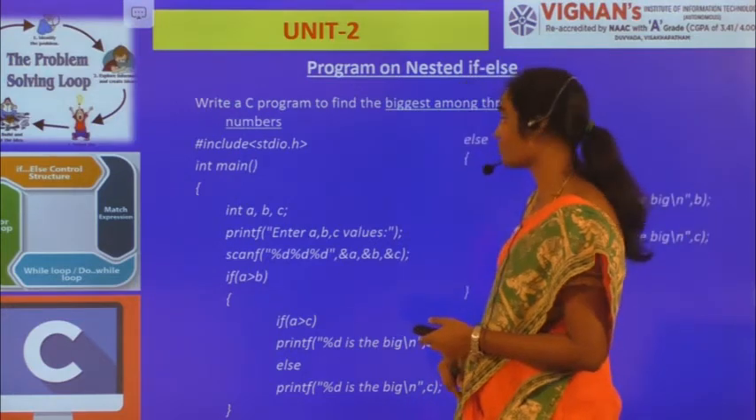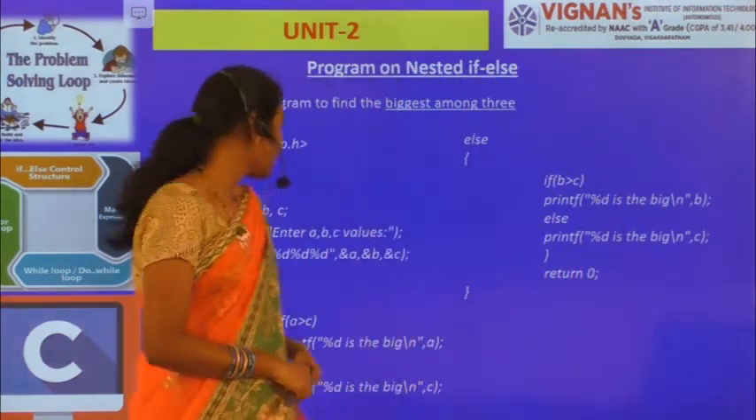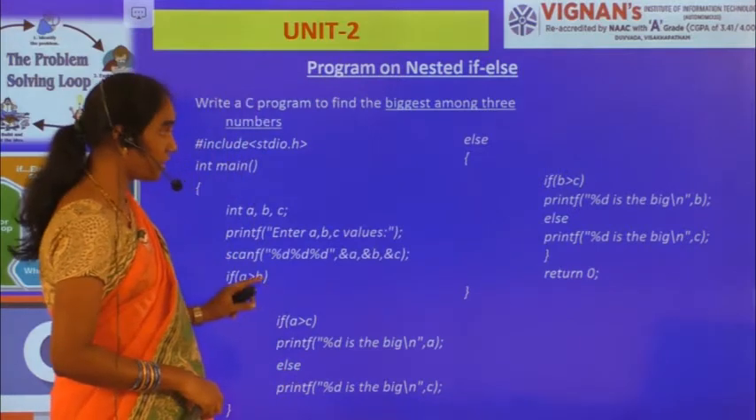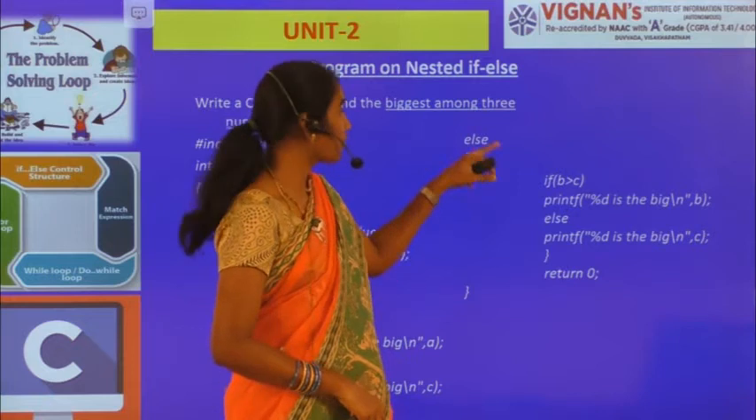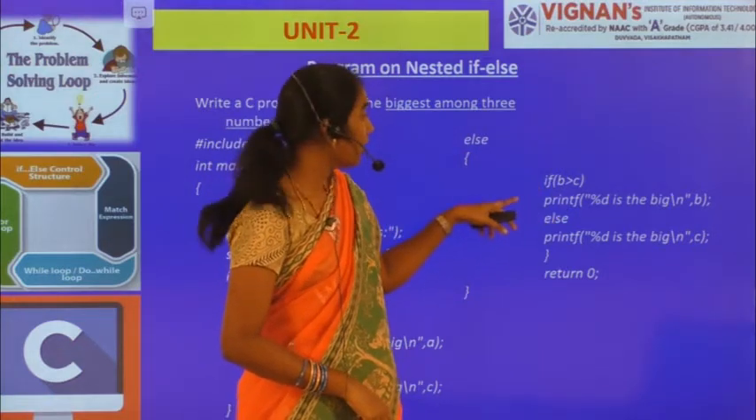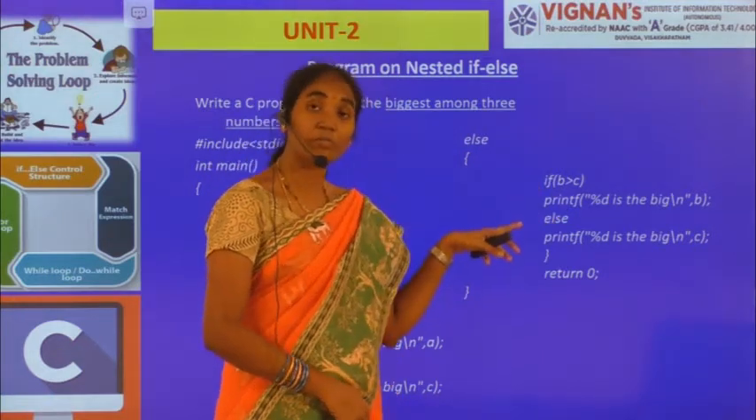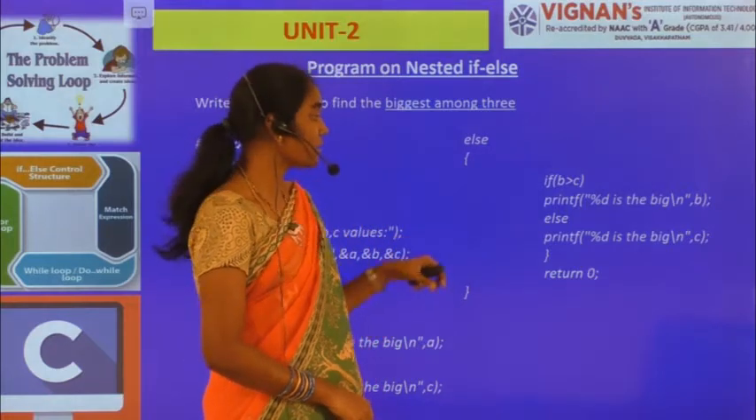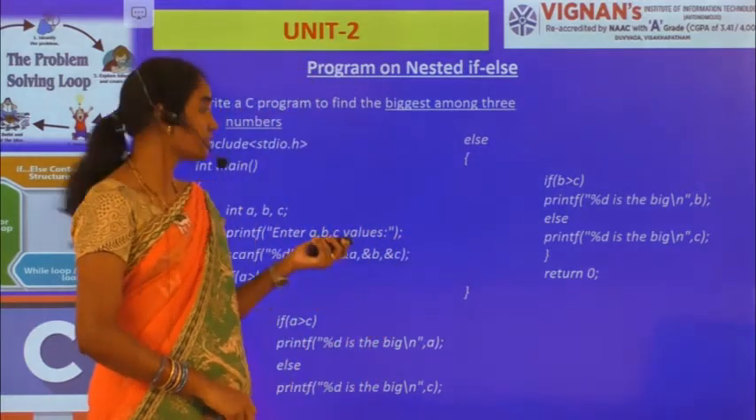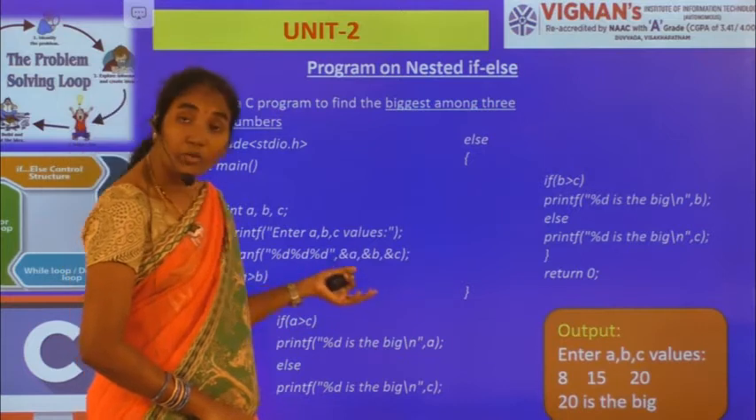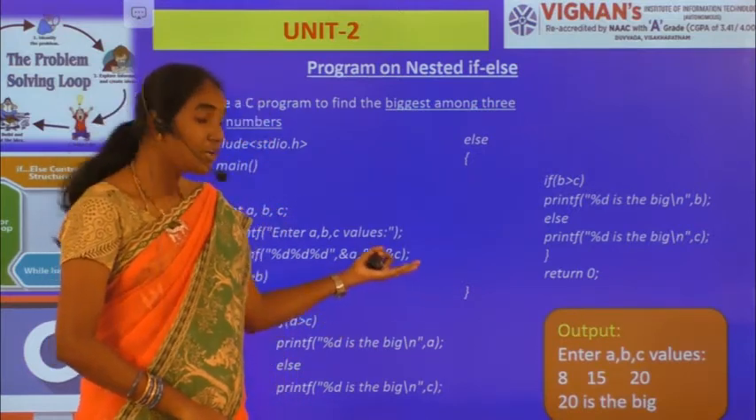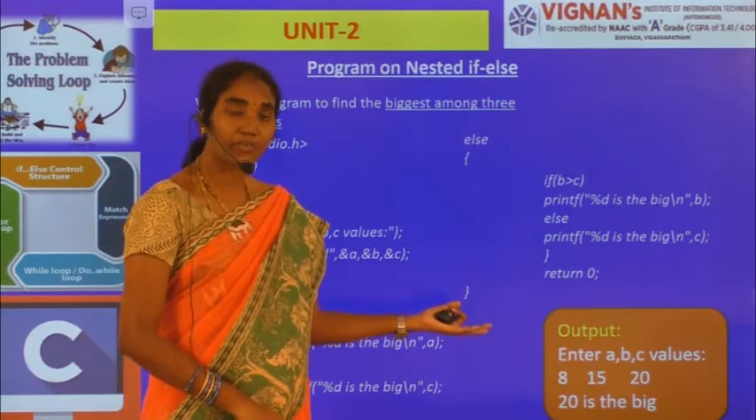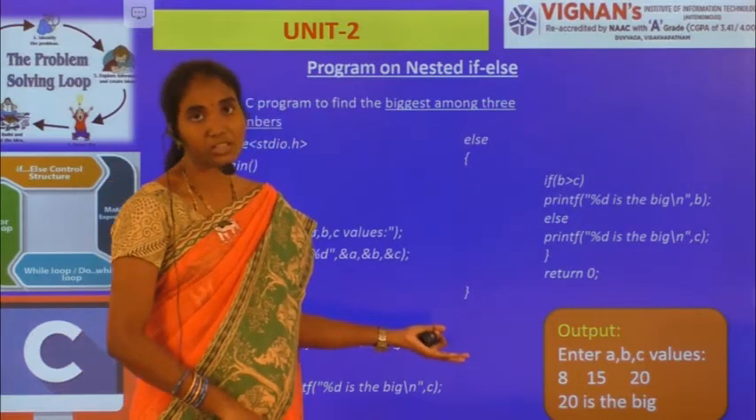Now this is the continuation to your program. If the A greater than B condition failed, it means that I am moving into the else block. So here if B is greater than C, then I am writing a message, B is big, otherwise C is the biggest value. So this is the program. Now here the sample output I am also showing you: enter a, b, c values. Here 8, 15, 20, likewise I had given the 3 values, then I am getting a message, 20 is big.